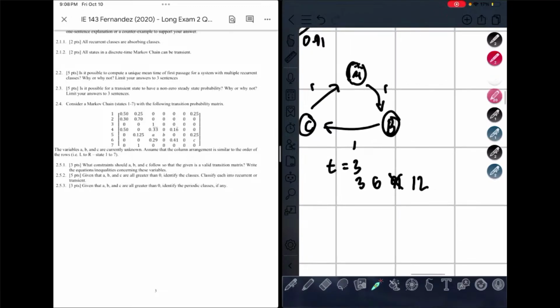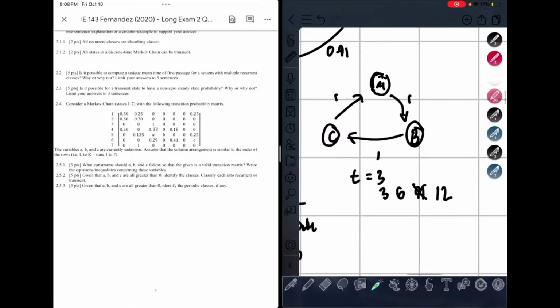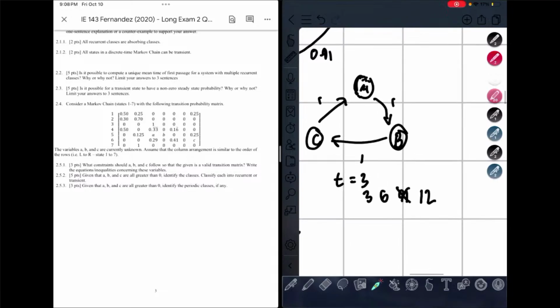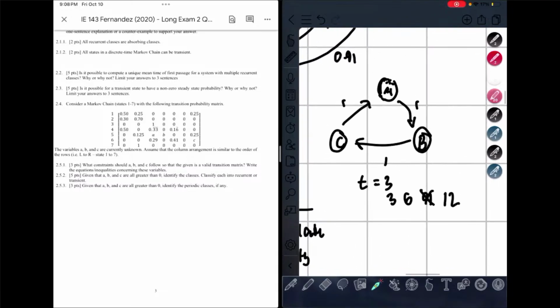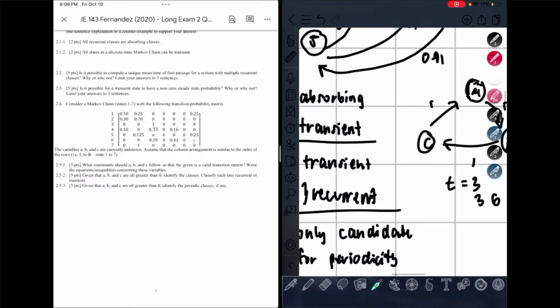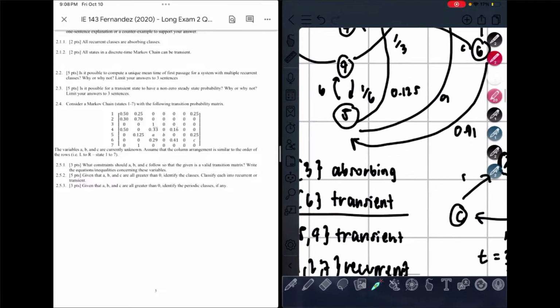Pero basically, the period, pag periodic siya, is the process will only return to that state at a multiple of that, but not at every multiple. So, in this case, it can return at t equals 3, 6, and 12, but not necessarily 9. That's okay, because that means na it could potentially still return every t equals 3 na multiple lang. So yeah, that's the first thing.